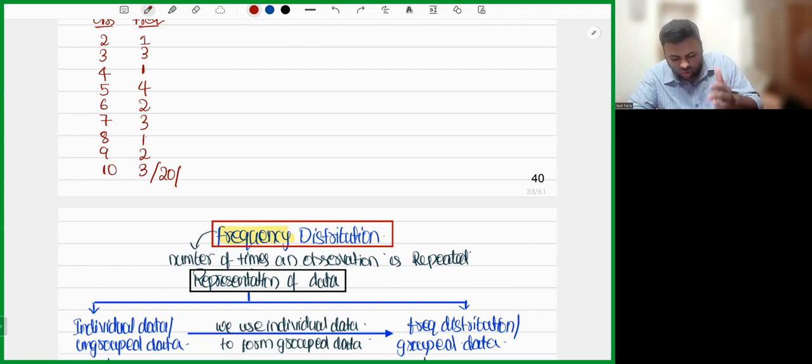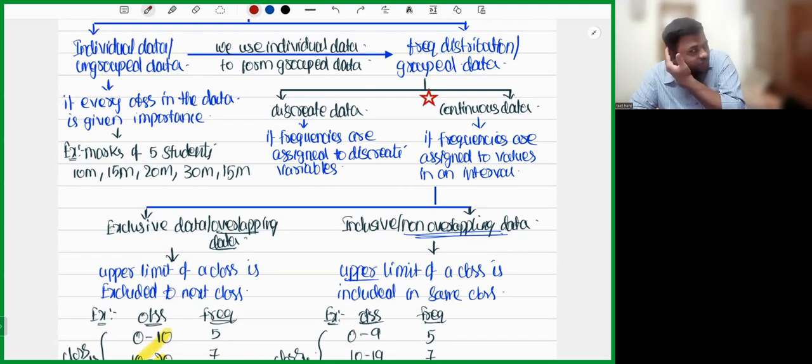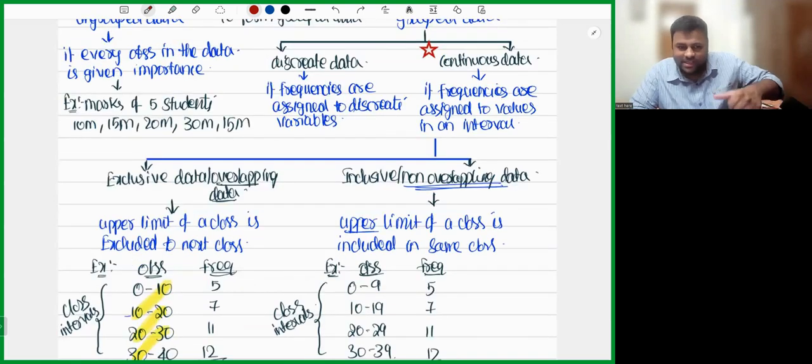Now, my dear friends, let's go ahead and understand continuous data. What is continuous data? Continuous data means here we are assigning frequencies to values in an interval. Don't say that discrete is finite and continuous is infinite. Nonsense that is. Continuous means you are assigning value to an interval. That is called continuous data.